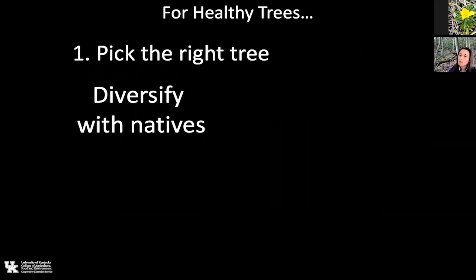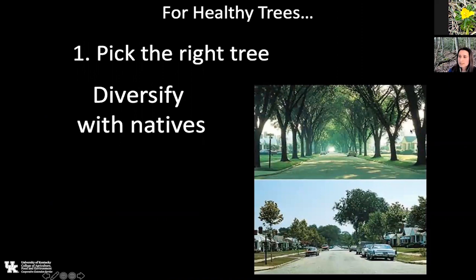So these are elms. This is a street that was lined with American elm. Beautiful, right? Just gorgeous. All American elm. And that looks great until Dutch elm disease comes in and wipes out all the elm. And so then what happened?